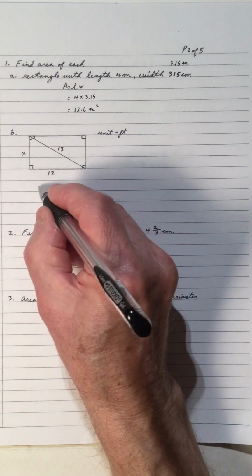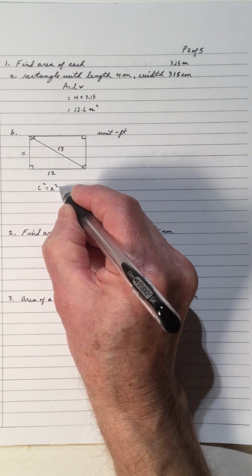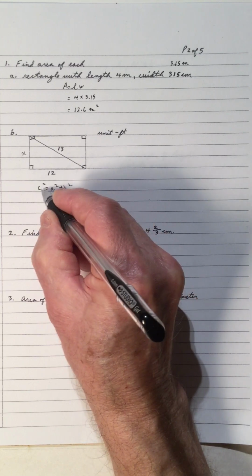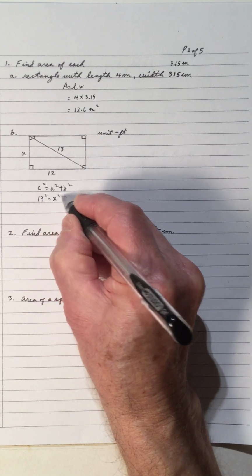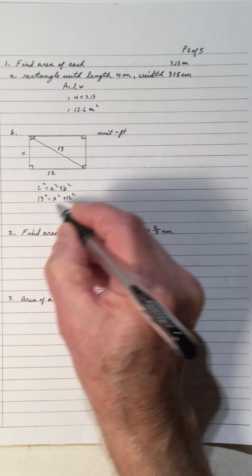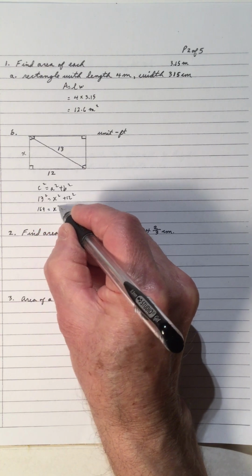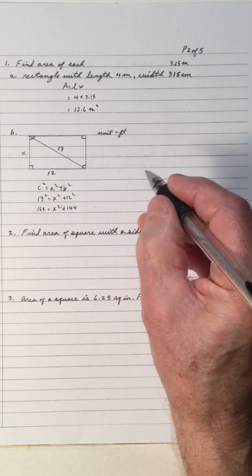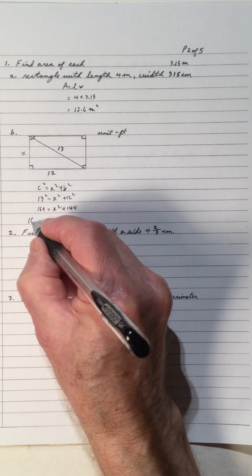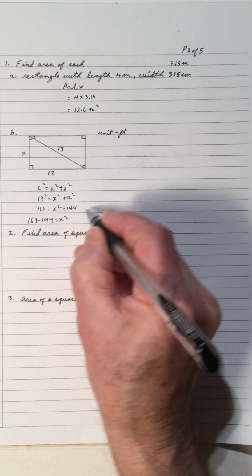To find that side there, we will use the Pythagorean theorem. C squared is A squared plus B squared. C is the hypotenuse, which is 13. A is x and B is 12. So that's 169 equals x squared plus 12 squared, which is 144. So that means that 169 minus 144 is equal to x squared.